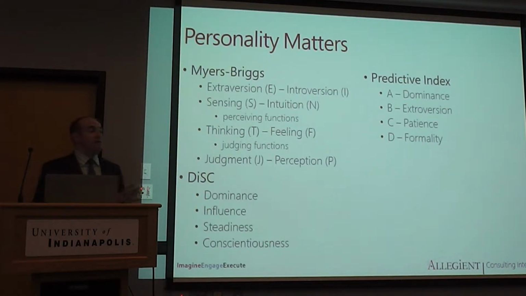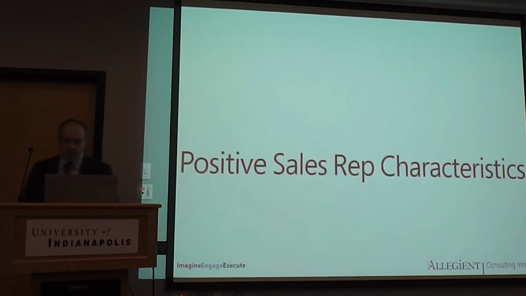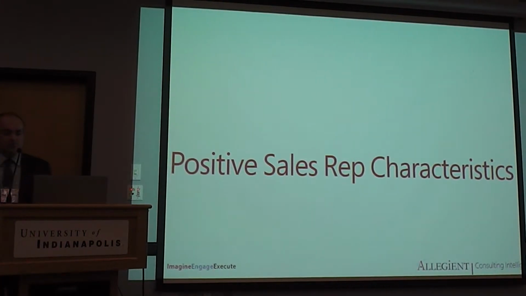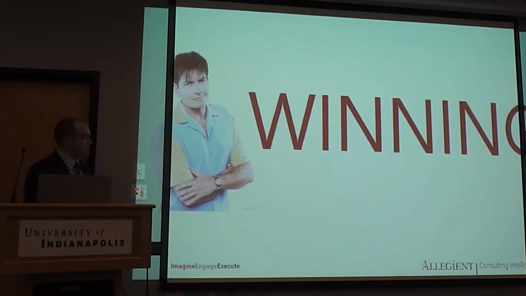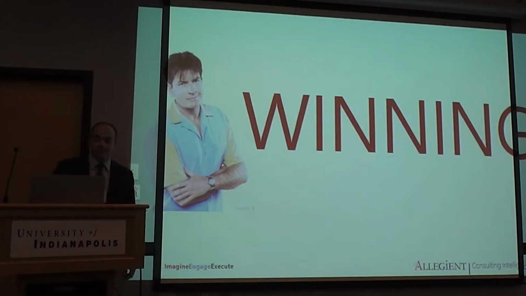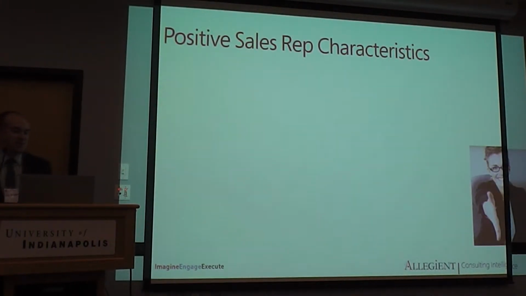So I want to look at some positive characteristics of a sales rep, a customer service rep, and a marketing rep, and talk about why they're so different, how they're so different, and then what we can do to motivate them to use a system like CRM. So the first thing, positive sales rep characteristics. What is the most important thing to a sales rep? Winning. Sales reps are highly dominant people. They want to win. So let's take a look at some of those characteristics.